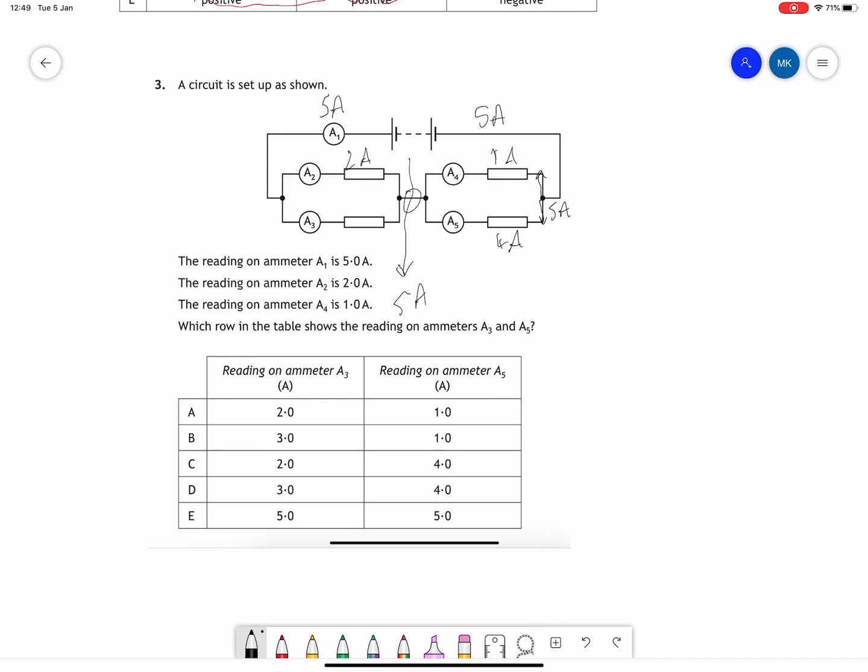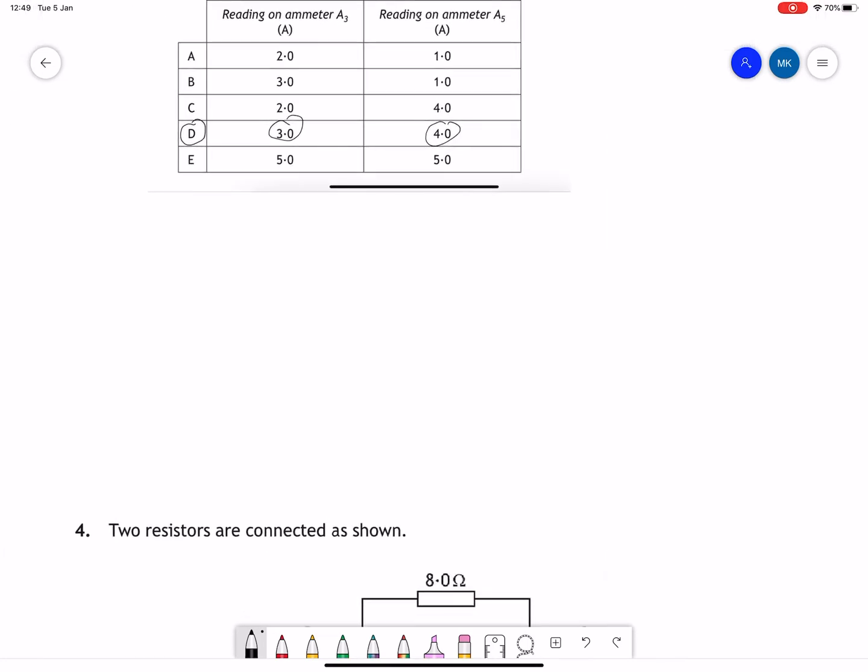Those rejoin to make 5 amps in the middle, and then here again it must split up. But there's 2 amps to the top resistor there, so it must be 3 amps. So the answer is 3 amps and 4 amps. So the answer for number 3 is D. 1 mark if you got that.